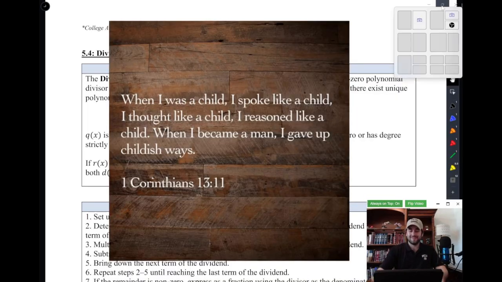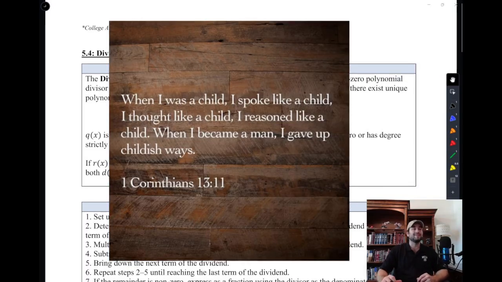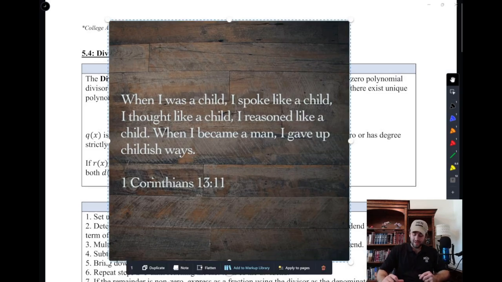Along that vein, I think the scripture verse for the day comes from 1 Corinthians 13. It says, "When I was a child, I spoke like a child, I thought like a child, I reasoned like a child, but when I became a man, I gave up childish ways." This is in a chapter about love and about Jesus and the way he transforms life. It's about our spiritual formation and how we as Christians grow closer to God. He's reflecting on the childish things he did as a child, and when he grew up, he put away those childish things.